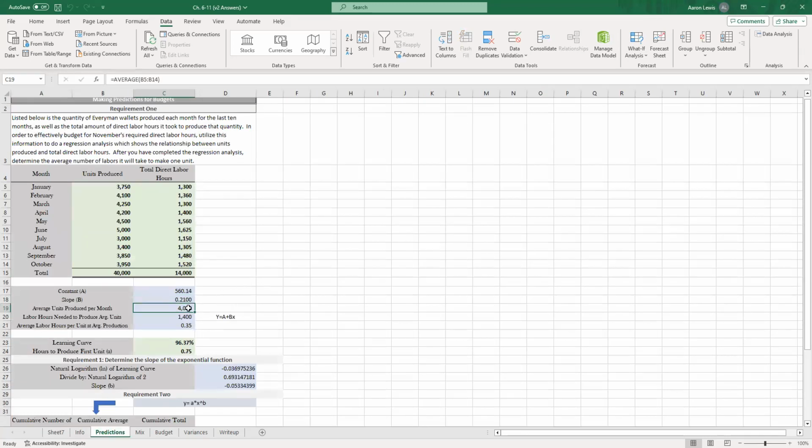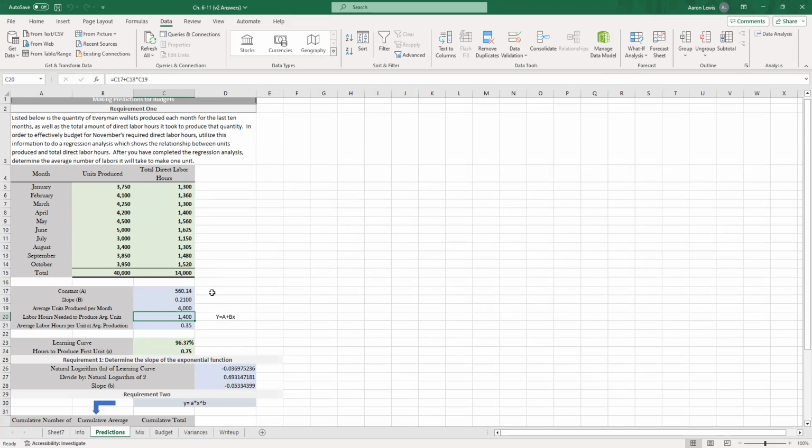We can figure out the average amount of units we produce each month. You can see from my formula up here, by taking the average of all of the 10 months of information that we have, figuring out on average how much we used each month. And with all of that information, we can determine what our hours are going to be needed to produce that average volume of units by using our regression equation.